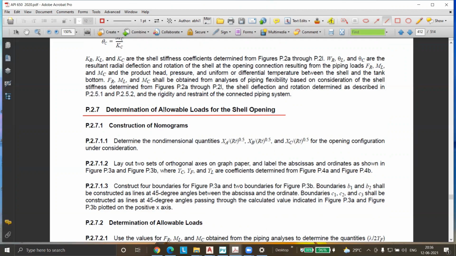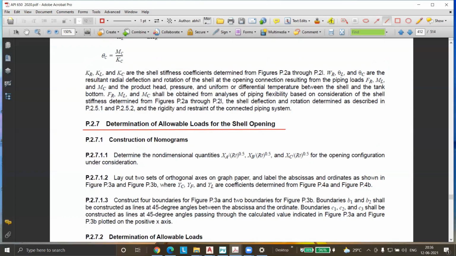Other than your nozzle, what is the elevation of the nozzle? That will also have some implication, right? Because if it is located very close to the shell, means bottom of the shell, it will have more strengthening. If it is located away, then it can take less load, right? So let us see what the different factors are. Once we see the procedure, it will be clear how many factors are affecting that.